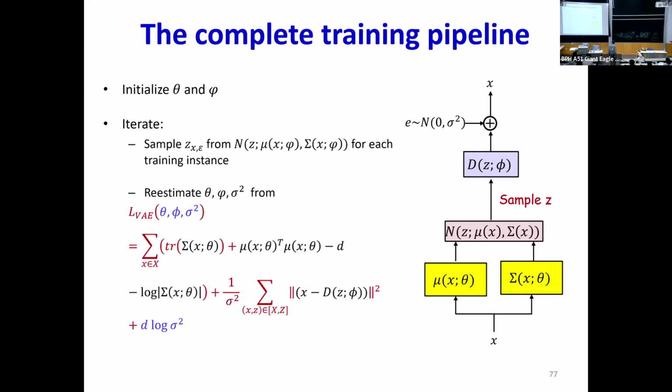If I were to draw this whole thing, I have X going in here. I have the encoder. I have Q. And Z is drawn from this, right? And this goes through the decoder. This generates X hat. Then this X hat supposedly has some noise being added to it. And this is X. This is the overall process.